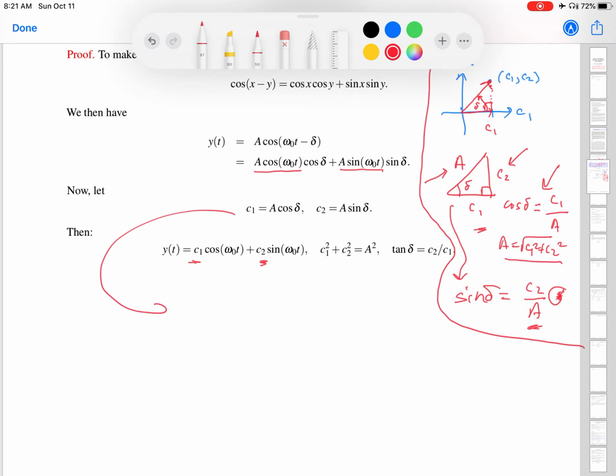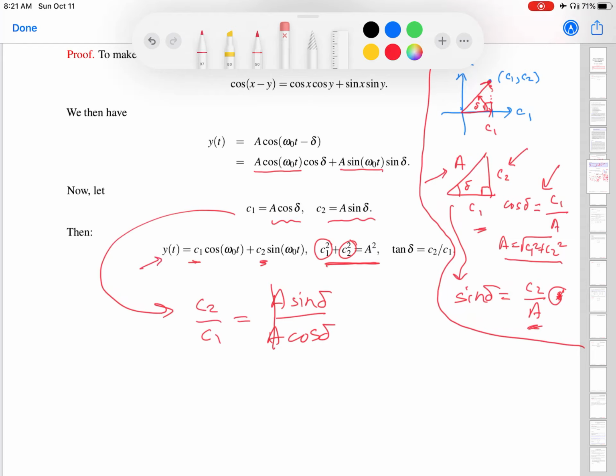So if I go back up here, then I can say C2 over C1. C2 is A sine delta. And I'm going to divide that by C1, which is A cosine delta. I'm going to assume that A is not 0. The only way that A is 0 is if C1 and C2 are both 0, and then that would make the function y 0. That is certainly a solution of every homogeneous equation, but it is not generally the case.